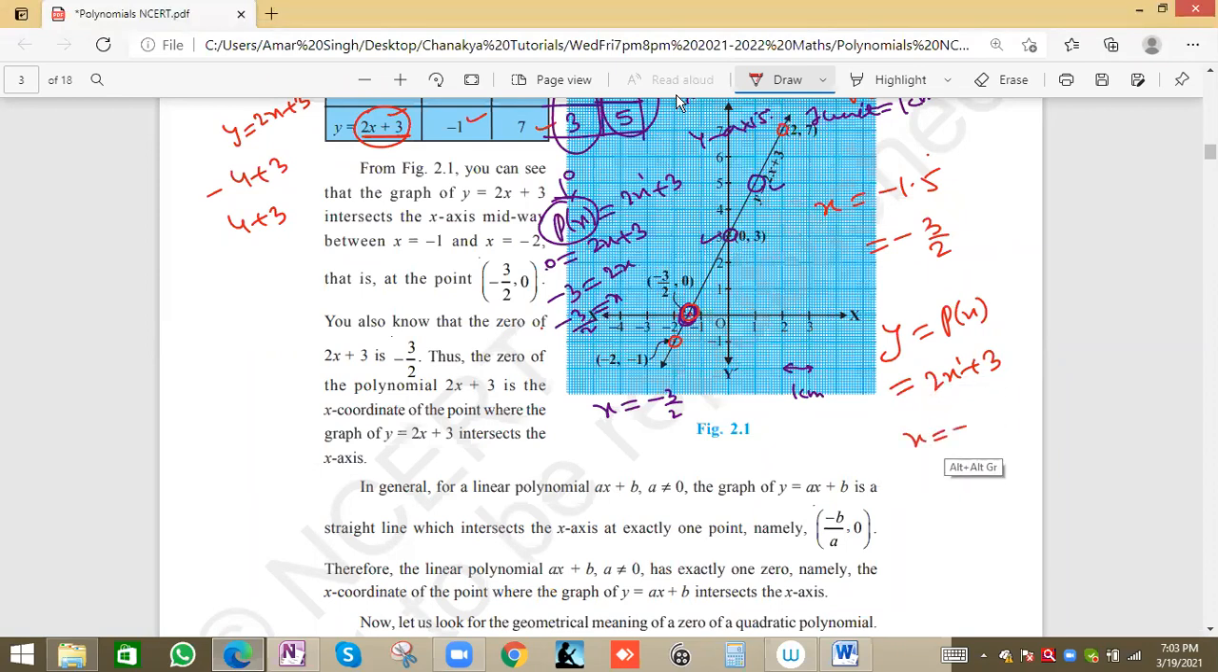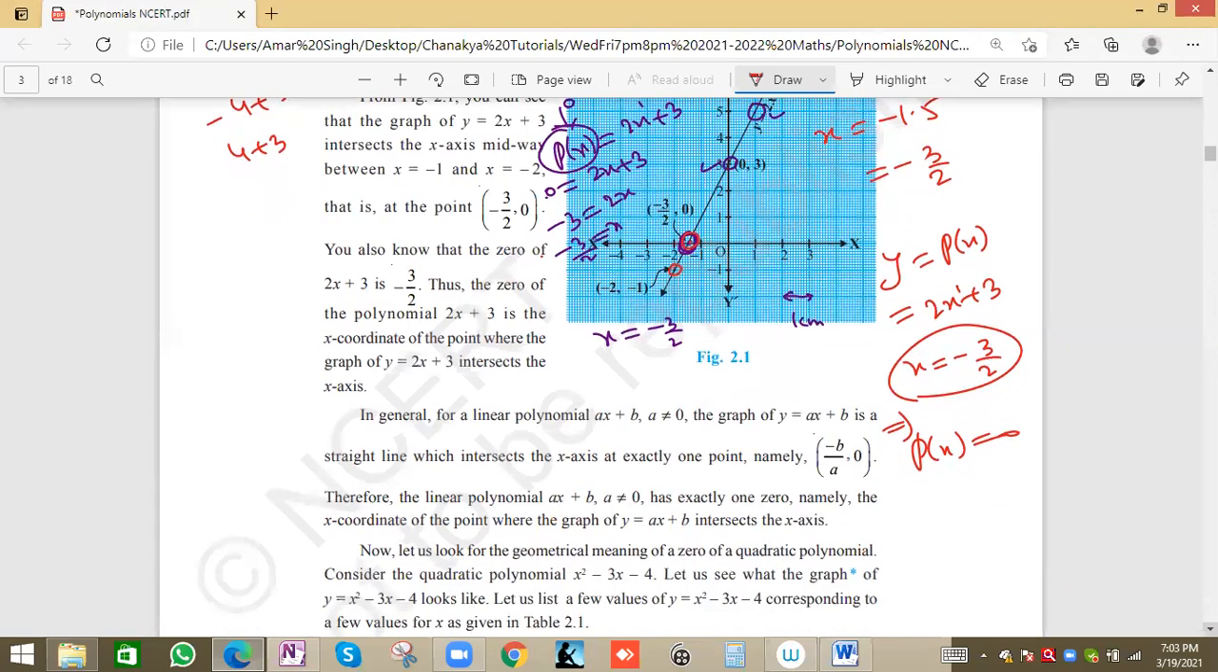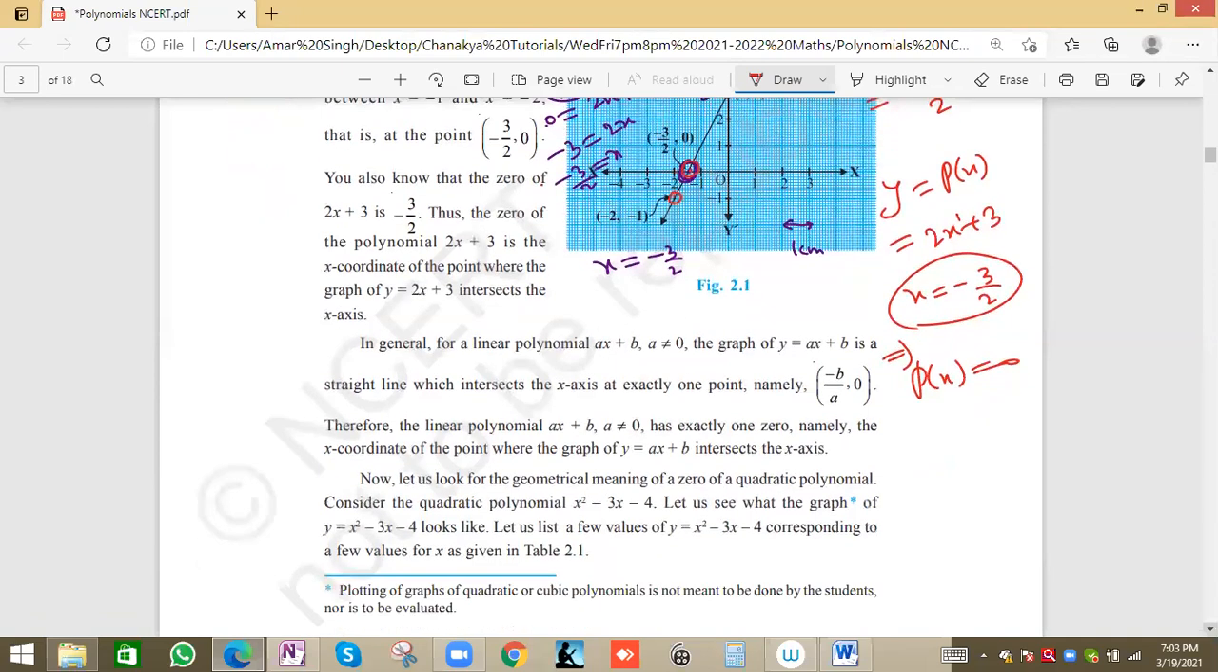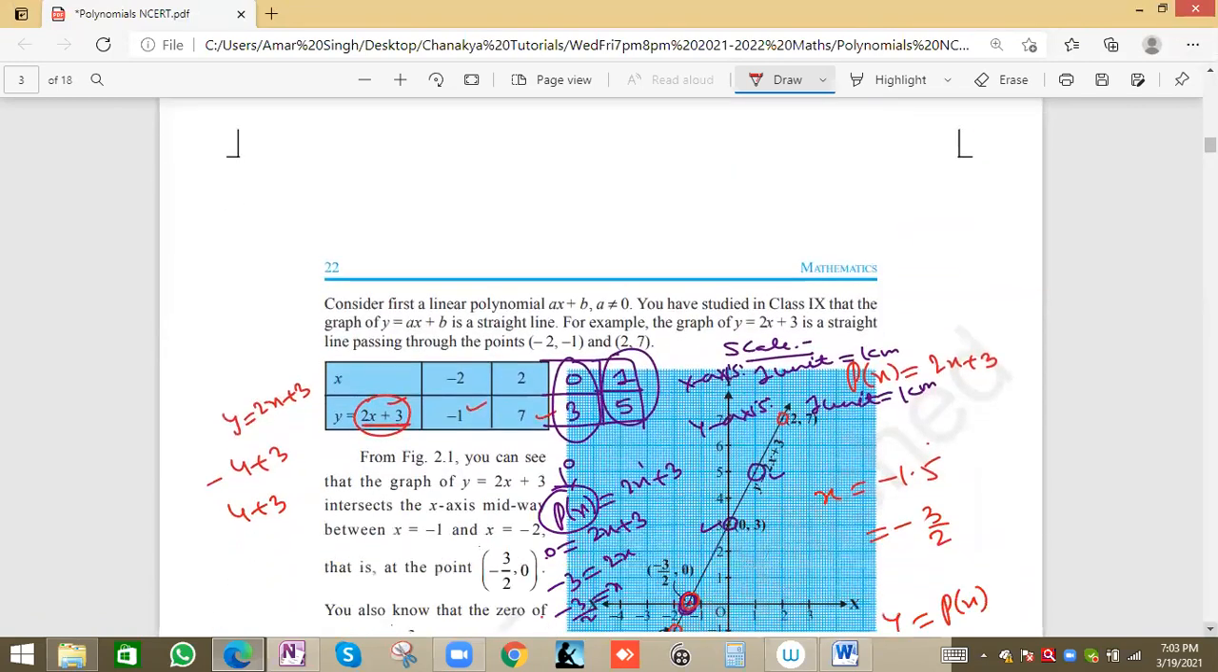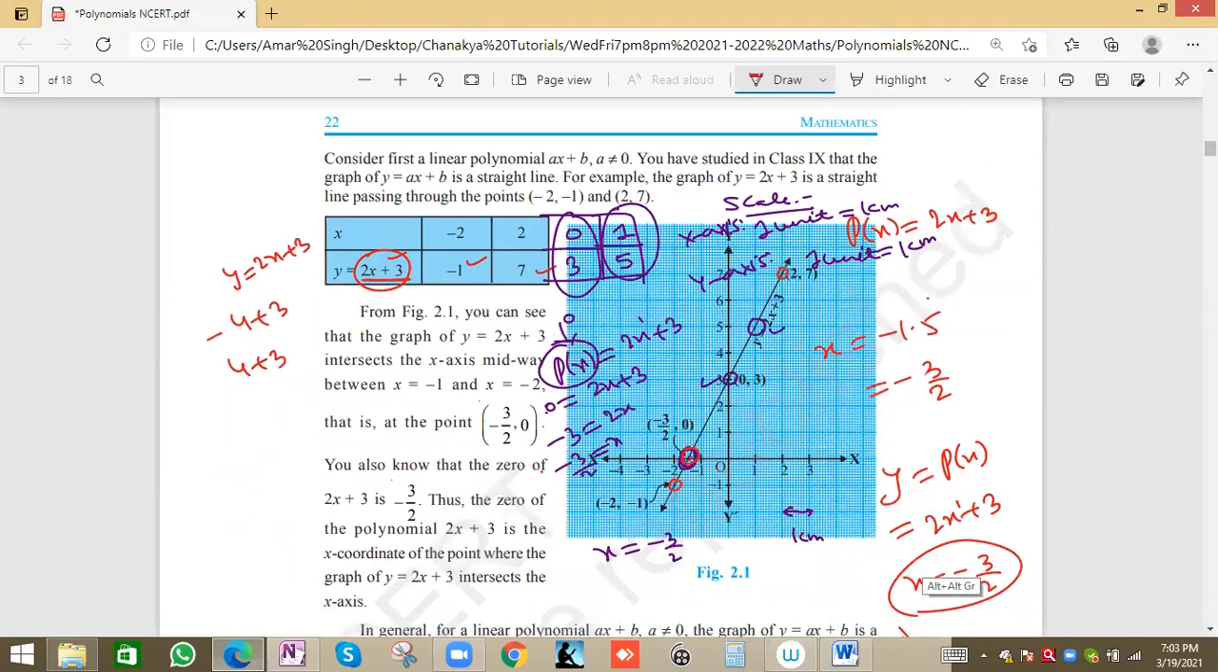So at x equal to minus 3 by 2, because if you put the x value minus 3 by 2, then p(x) will become 0. So that is basically the x value for which p(x) is 0. That value we have to find. In the graph we can see where this line or this curve is intersecting the x-axis. That point will be the zero of that polynomial. Suppose we have a straight line, then it will cut one time at one position, so the solution will also be 1. Zeros will be only 1. And the position of the zero we can find by locating this point.